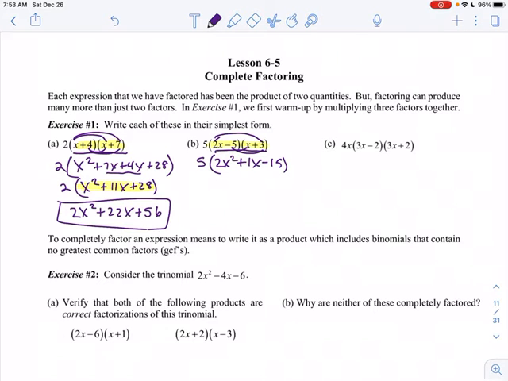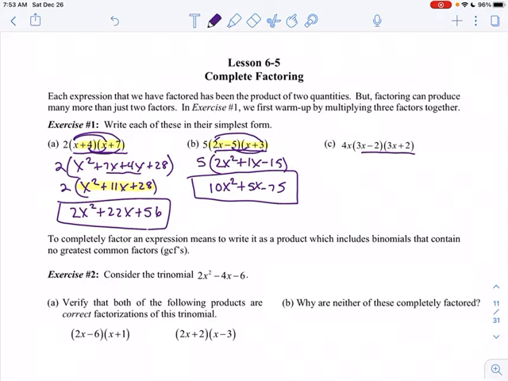And now I still have that 5 hanging out in front that needs to get distributed to everything, so that gives me 10x squared plus 5x minus 75. All right, and I got one more to do. This one should be a little bit quicker.